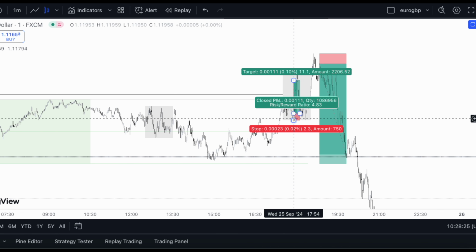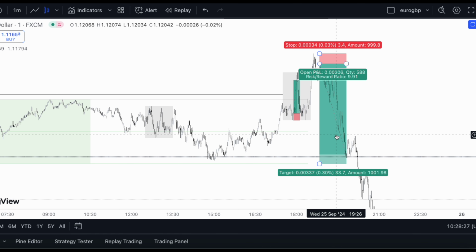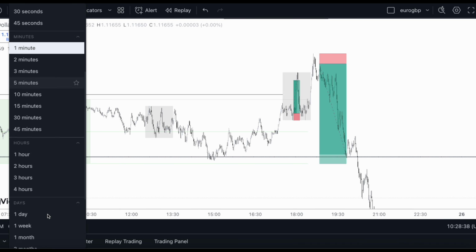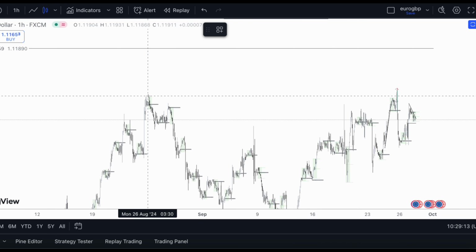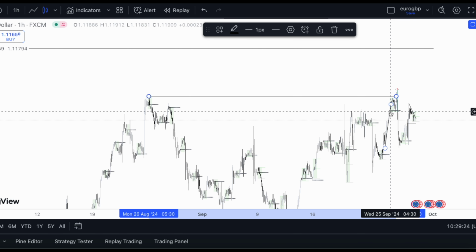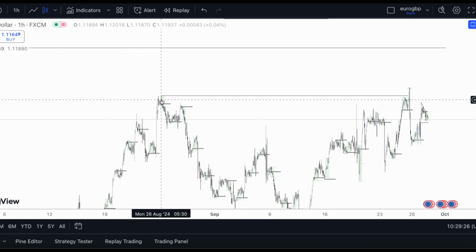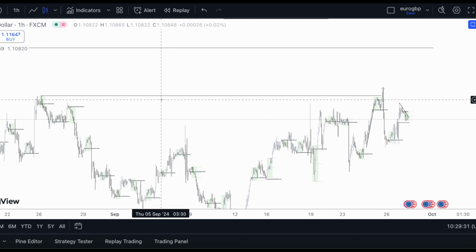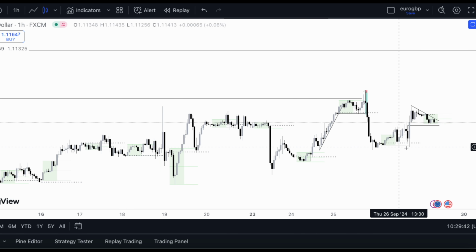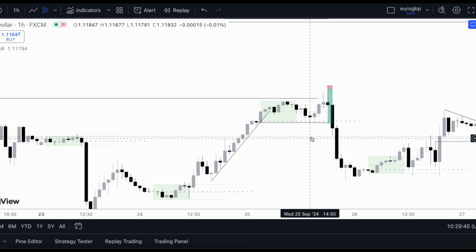So the first trade was approximately a 5 hour trade, and the second trade is approximately a 10 hour trade. So let's break down these two trades. As always, first we will go to the higher time frame and let's mark out the liquidity first. As you can see, this was the liquidity that we were targeting for the first trade. This is the high of last month. Okay, so this is the first liquidity to the upside. Asian low is our target for the second trade.